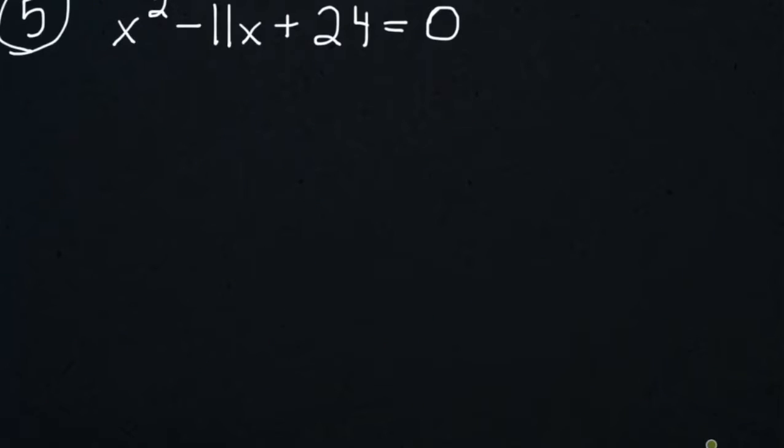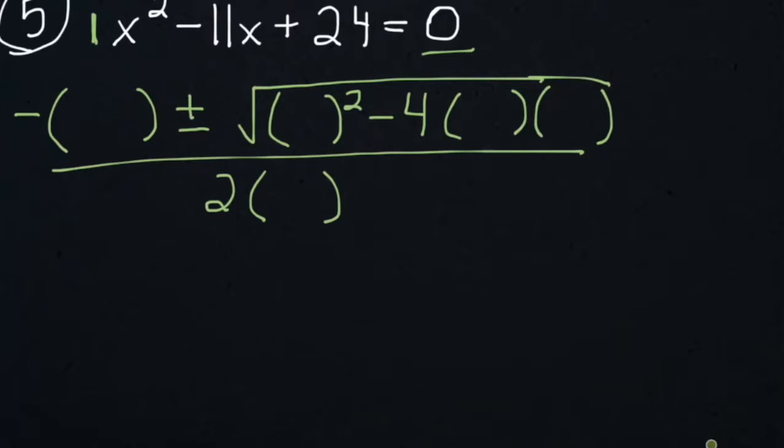Number 5, is it equal to 0? Yes. Label A, B, and C. First, write the equation with parentheses. Now we can plug in our numbers. B is negative 11. So I have negative negative 11 plus or minus negative 11 squared minus 4 times A, which is 1, times C, which is 24, divided by 2 times A, which is 1.